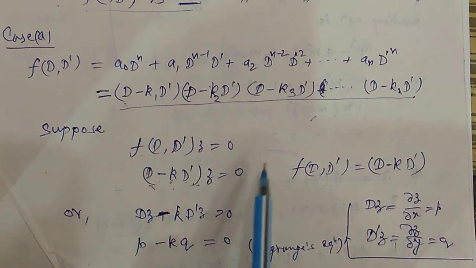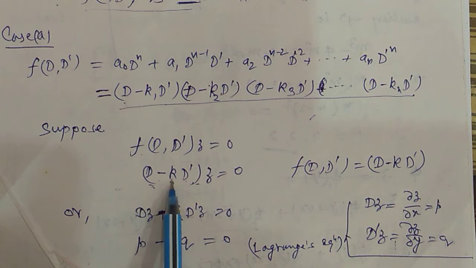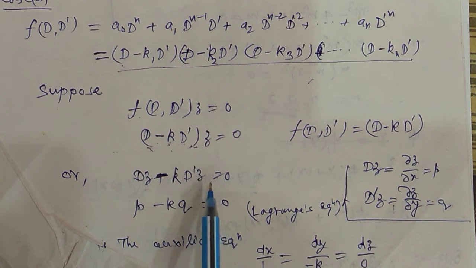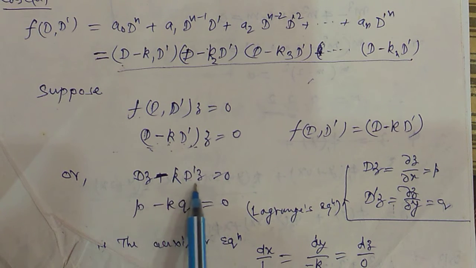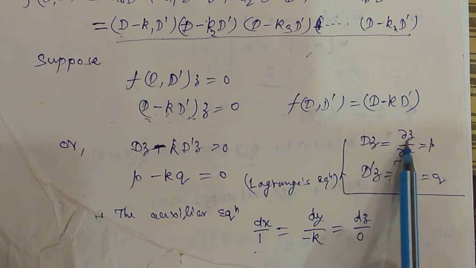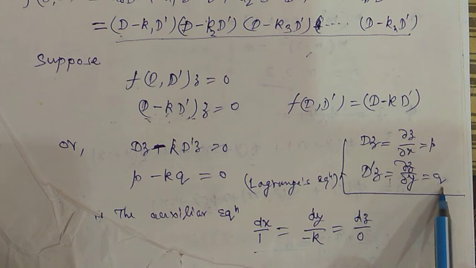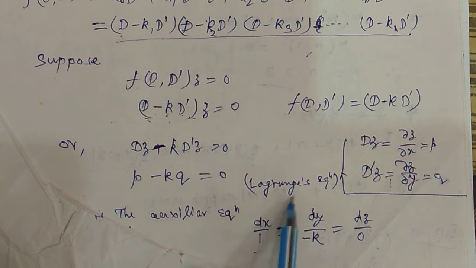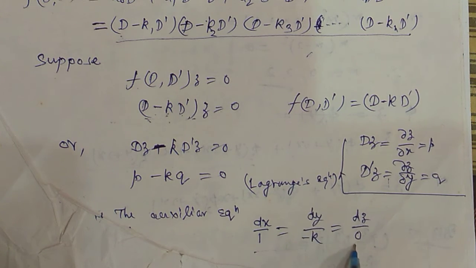So we have the roots. Suppose the first factor is this, so we have D minus k D dash equal to 0. So we transform this in the form of Lagrange's equation. We can write D z equal to del z over del x equal to p and D dash z equal to del z over del y equal to q. So Lagrange's auxiliary equations become dx upon 1, dy upon minus k, and dz upon 0.